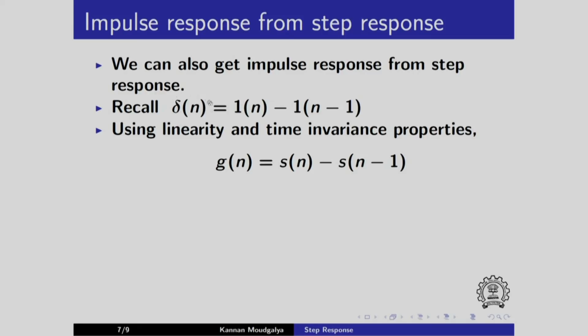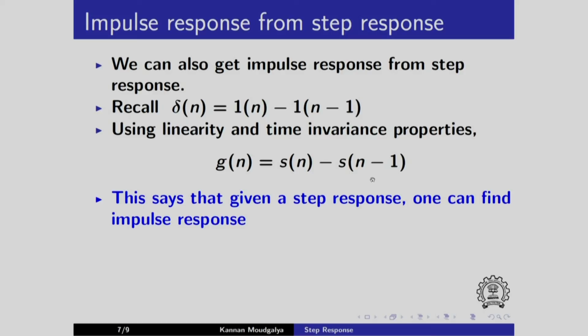I give this delta of n, I get this output G of n. I give this 1 of n, I get the output S of n. I give this 1 of n minus 1, I get this S of n minus 1, and we have derived the result, that is G of n is S of n minus S of n minus 1. This says that given a step response, one can find impulse response.